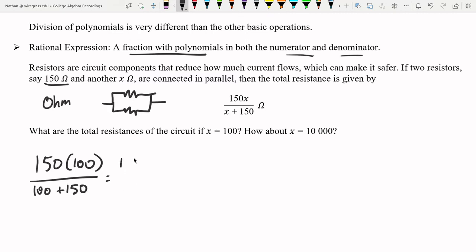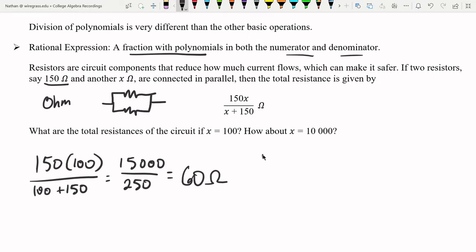So we're going to get 150 with two zeros after it, so 15,000, over 250. Going ahead and plugging that into the calculator, we get 60 ohms. So it's actually going to be less than each resistor by itself.